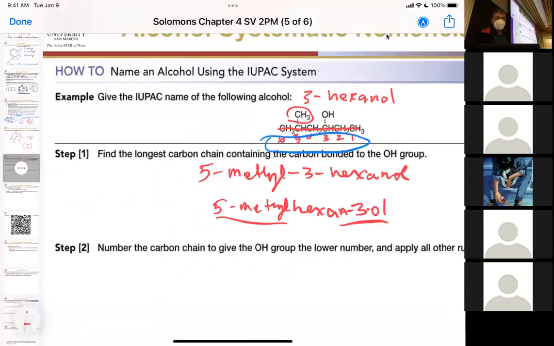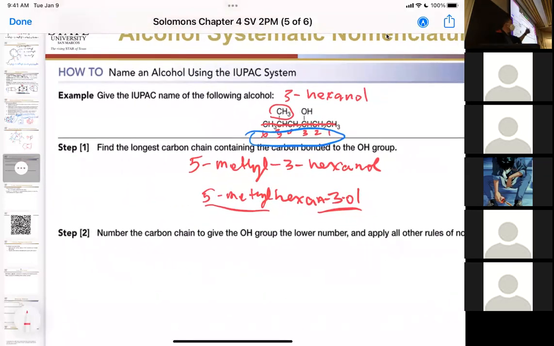Okay. So again, we find the longest main chain with the alcohol or the highest priority group on here, which is an alcohol. We number the alcohol as the lowest number possible. Substituents, number them, alphabetize them, put it all together. All right, questions?